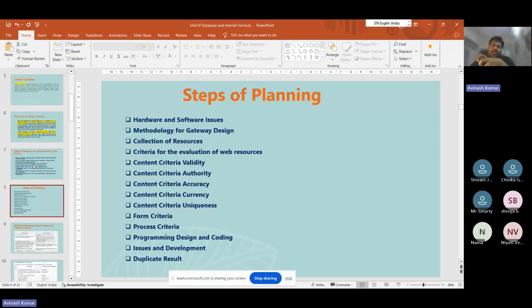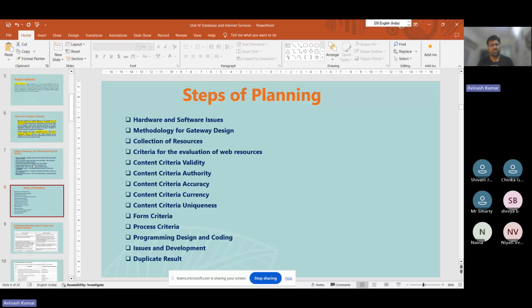If you want to open a subject gateway, you need hardware and software. It means you have a system, a computer, an internet connection, and also buildings, so that you can set up all the computers and software. So these are the equipment of a subject gateway. And methodology of gateway design: you have to design the software for the particular field of the gateway, plus collection of resources, and you also need resources for the particular area.